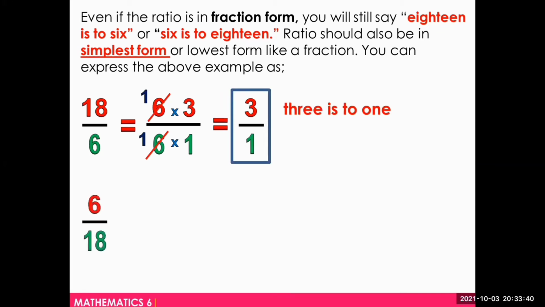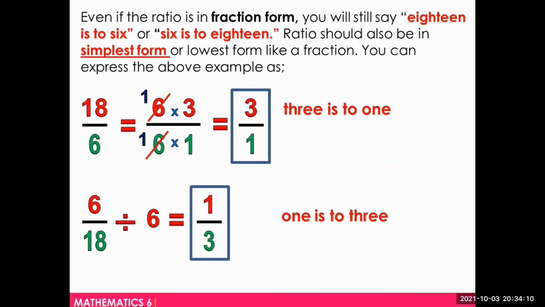Puntahan naman natin, 6 is to 18. Pwede rin nating kunin ang kanilang greatest common factor. Halimbawa, ang GCF ng 6 at 18 ay 6. 6 divided by 6 is 1. 18 divided by 6 is 3. Kaya isusulat natin na 1:3.